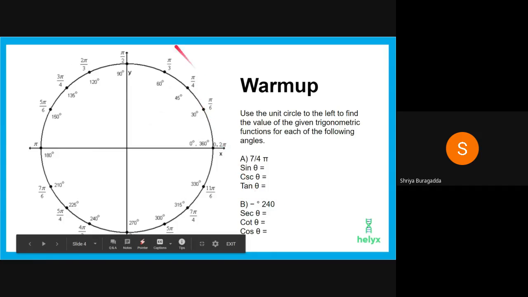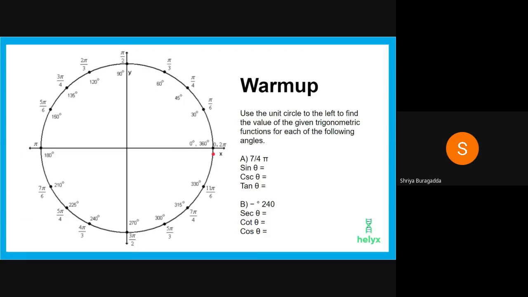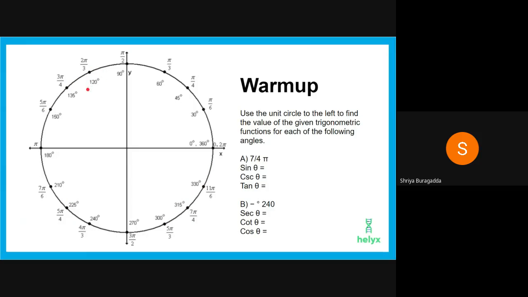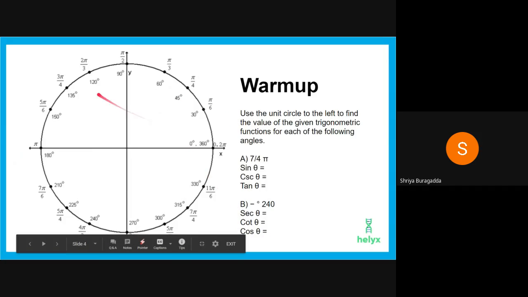And then for negative 240, it's negative, so that tells us that we're measuring the angle in the clockwise direction. So we're going from this point and then we're going this way, so we're going up to 120. So negative 240 is the same thing as 120. And let's start with the cosine because it's easiest.